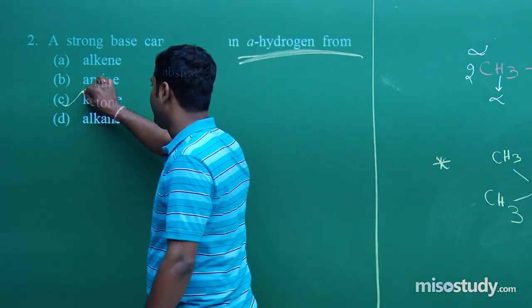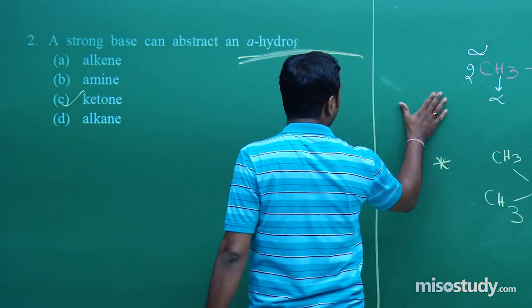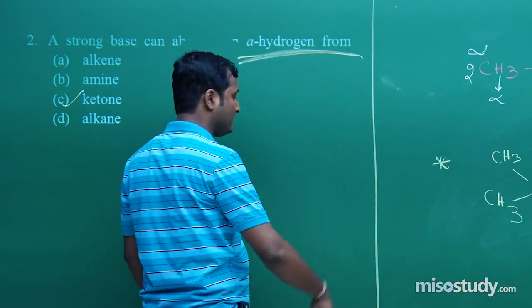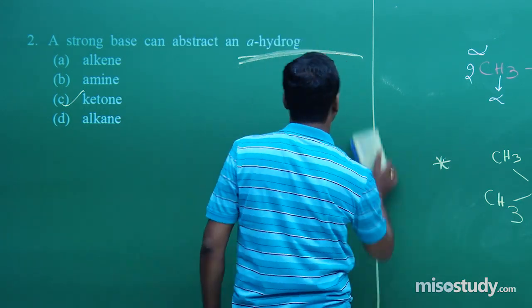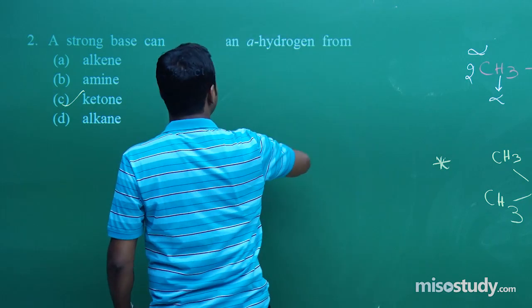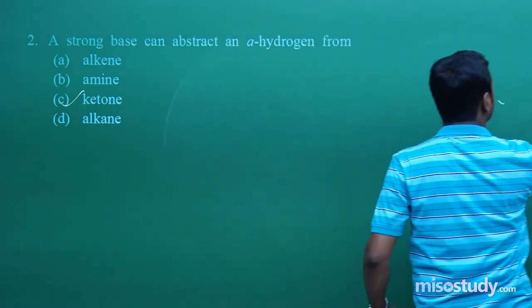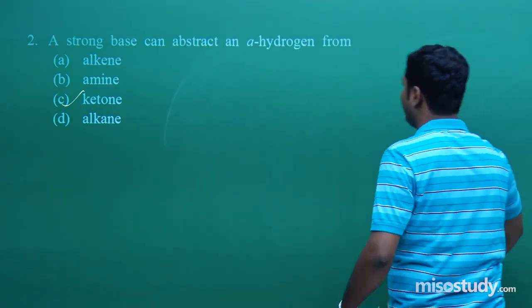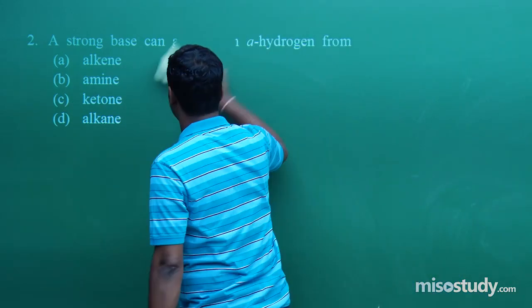This is the best example. I have taken the aldehyde for the best understanding. By using this example you can easily understand. So for question number 2, we can say that C is the correct option. Now let's move to the next question. What will happen? Check it out.